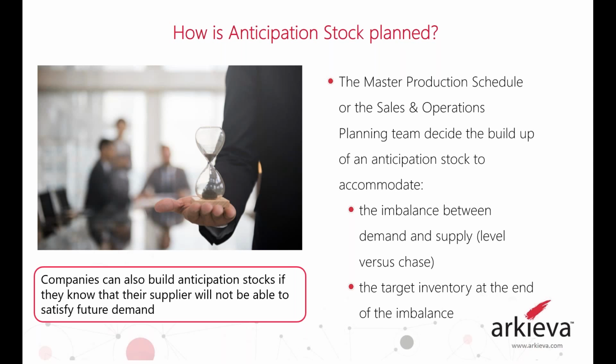Companies can obviously look at the demand picture. They can also look at the supply picture to figure out that there is going to be an imbalance. So if they know that their supplier will not be able to satisfy the future demand, they might then go ahead and build some anticipation stock. So it's just a different way of looking at that imbalance. You can have a demand-driven imbalance, as well as a supply-driven imbalance.